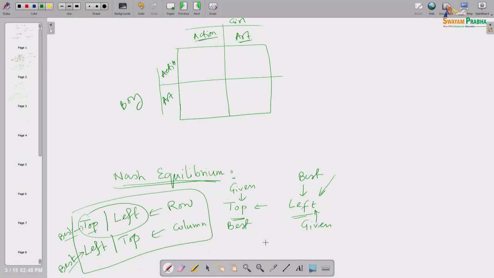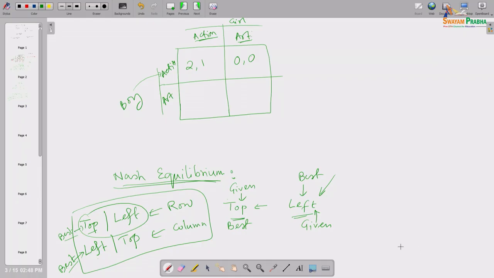So look here, if it happens that the boy is going to the hall where the action movie is showing, and the girl is also going to that hall, then they can enjoy the movie together. That was the target: they will watch the movie together wherever they go. But if this cell is generated, what is that? 0,0 means the boy is going to one hall where the action movie is showing, but the girl is going to the art hall, the other hall.